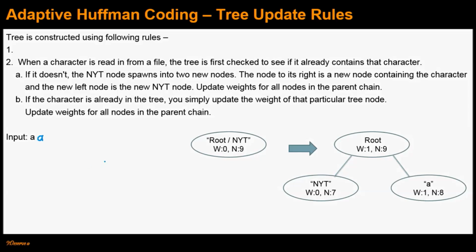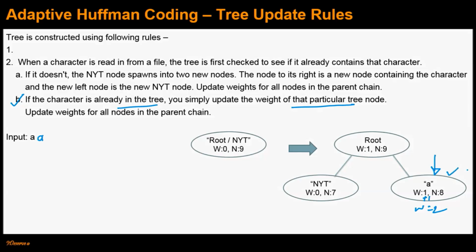Now let's say that the next input character is also A. Then in that case, this particular rule will come into play, which says that if the character is already in the tree, you simply update the weight of that particular tree node. In this case, we need to update the weight of the node with value A. So this weight will be updated by plus 1. So the total weight would be 2, right?